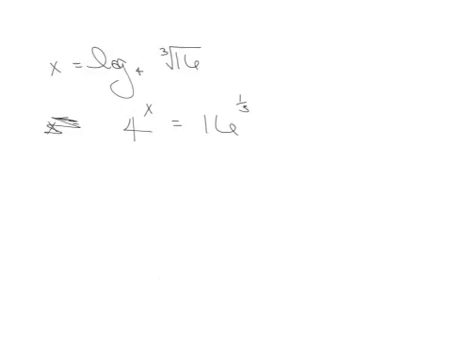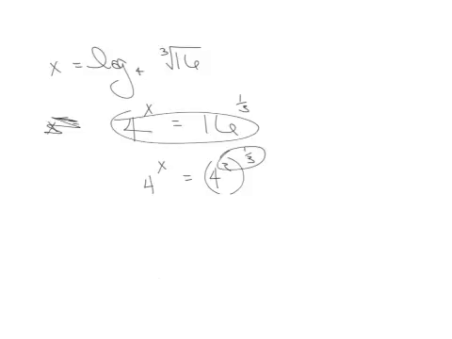Okay? And then let's try to get these bases the same. So I have 4 to the x equals 4 squared to the 1/3. Then I can use my power rule, and my x then equals 2/3. Okay, so even 27 isn't too bad.